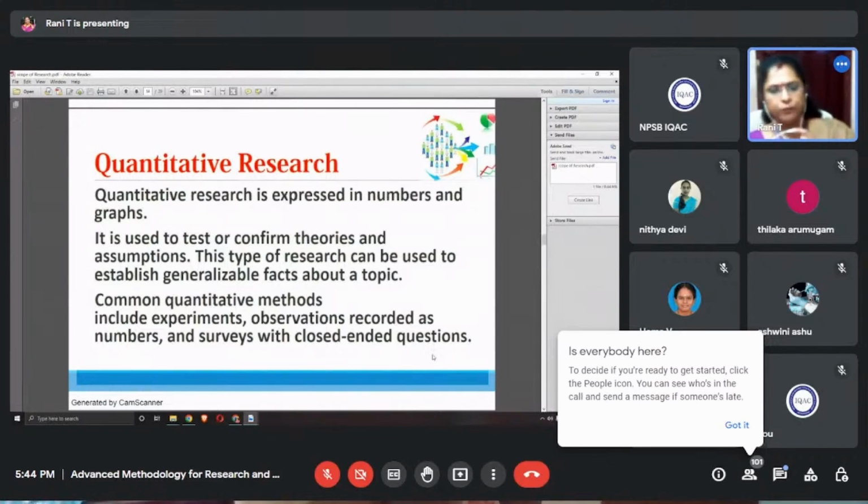What is the meaning of closed-ended questions? For example, you are asked to tick yes or no, or whether you agree, disagree, like, or dislike. That is a closed-ended question. They do not ask you why you like it, because you are only going to tick yes or no. So closed-ended questions are related with quantitative research.